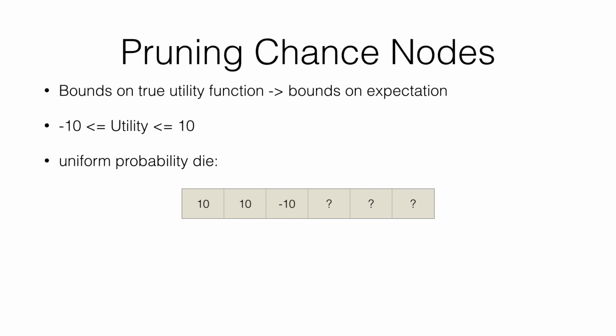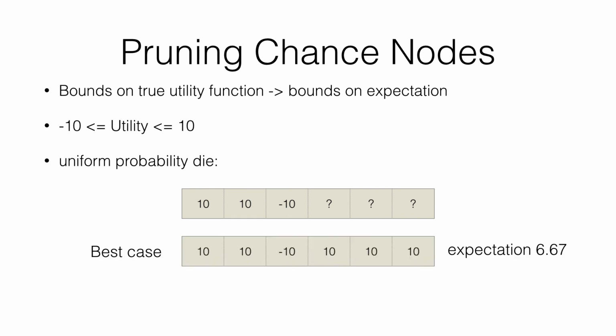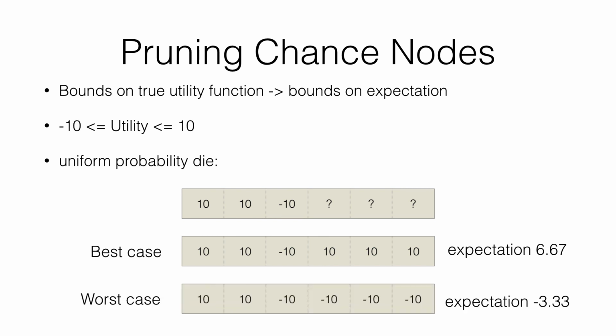Okay, and this can continue. Suppose we evaluate the state for the die roll of 3, and now the best case scenario, filling in the best utility value for the remaining unknown scores, gives an expectation of 6.67, and the worst case remains the same as before, at -3.33. And if we use these bounds as our alpha-beta bounds, the same algorithm works just as well. Alpha-beta pruning works exactly the same way, as long as we're computing the bounds with this procedure for any of the chance nodes.